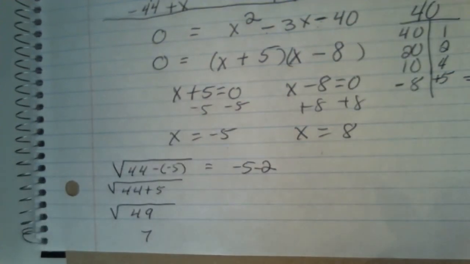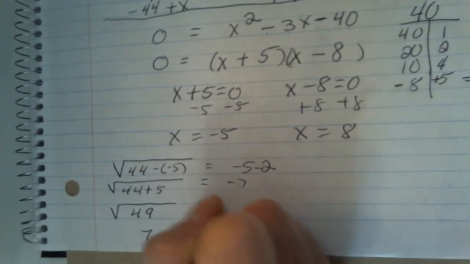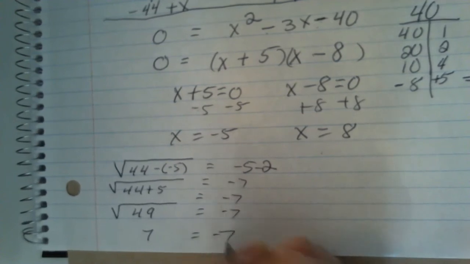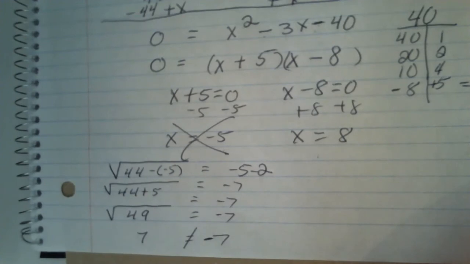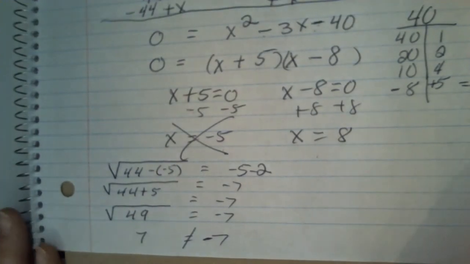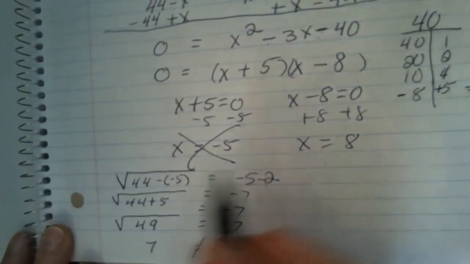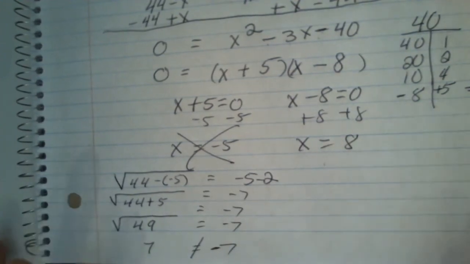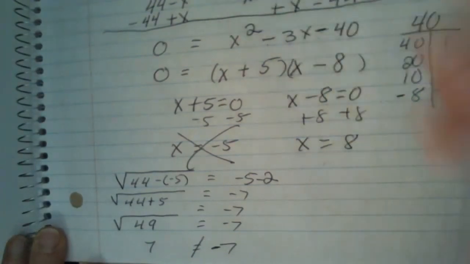My left side simplifies down to +7. My right side simplifies down to -7. They do not equal, therefore -5 cannot be a solution to this equation. Now I have to go back and try my other value that I found. Just because this one didn't work doesn't mean that the other one will work. Sometimes they both don't work. You always have to check your answer if your original equation started with an even index.